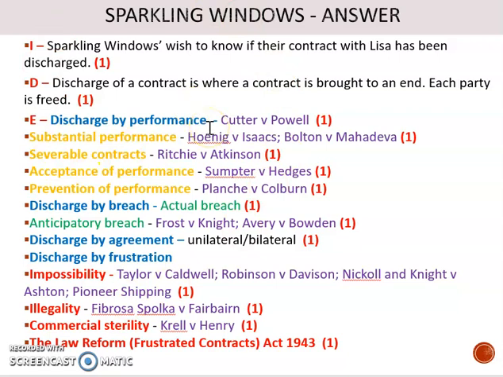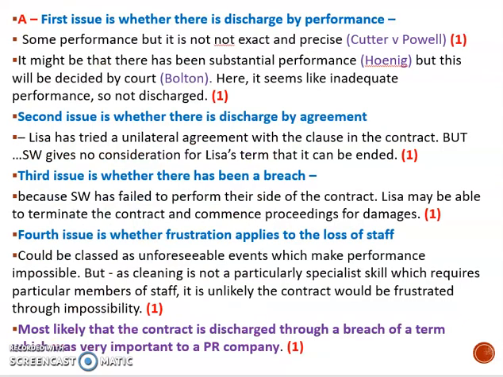You will write in full sentences. You can ignore the ones. That's just a rough mark scheme for using in class. So I've identified Sparkling Windows wish to know if their contract's been discharged. I've defined it and then look at this big explanation, gone through the four methods with all of my cases, which I would explain fully. Now on my next slide is my application.